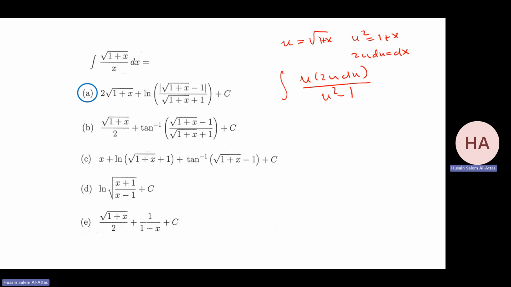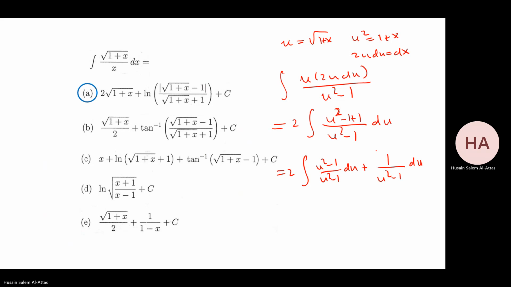Now I need the long division first, or let me do a trick. I can take 2 outside. I have u squared over u squared minus 1 du. This u squared, I can write as minus 1 plus 1. Instead of doing the long division, I can use this trick. So that will be u squared minus 1 over u squared minus 1 du plus 1 over u squared minus 1 du, everything times 2.